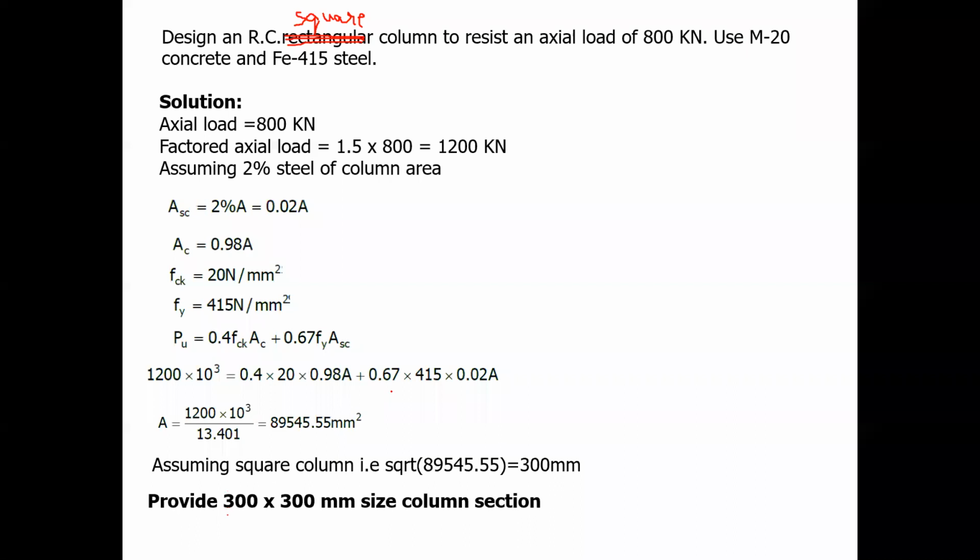299.6, 300, sir. Okay, take down: therefore, provide 300 mm into 300 mm size of the column. So now you have got the size of the column. How are you going to calculate the area of the column? I mean the area of the steel, sorry.